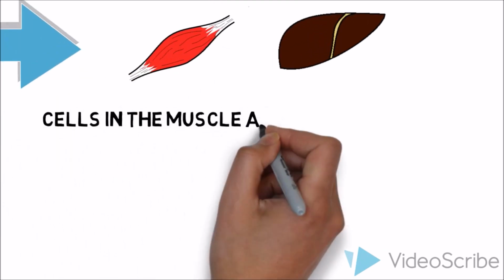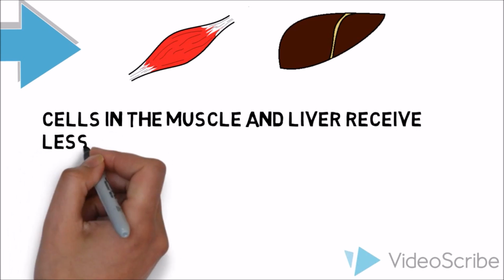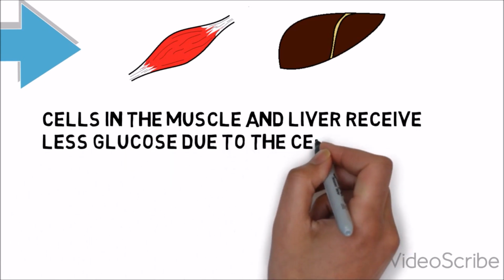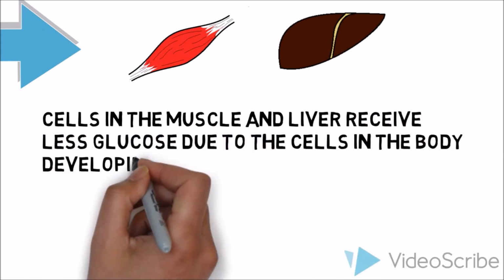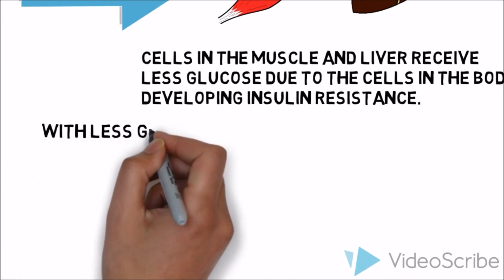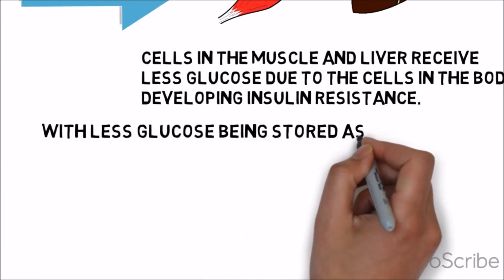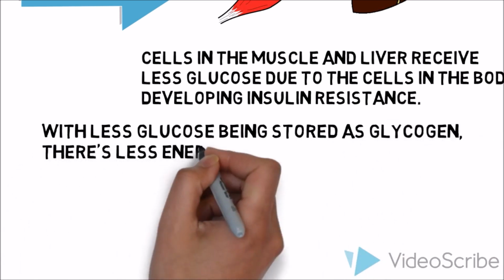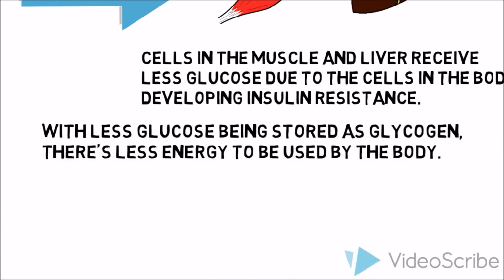Cells in the muscle and liver receive less glucose. This is due to the body cells developing insulin resistance. With less glucose going into the body, that means that there is less glycogen being made, and there is less of an energy source to be used.